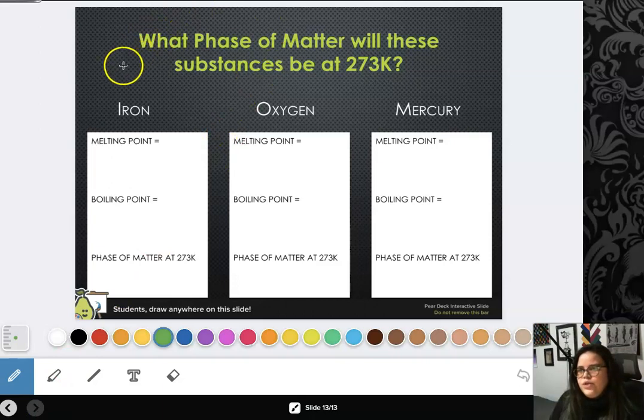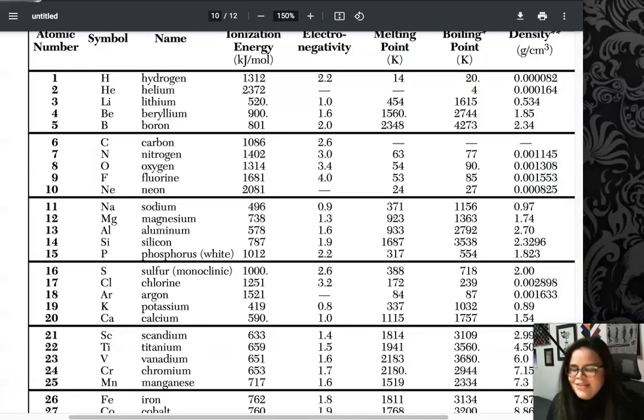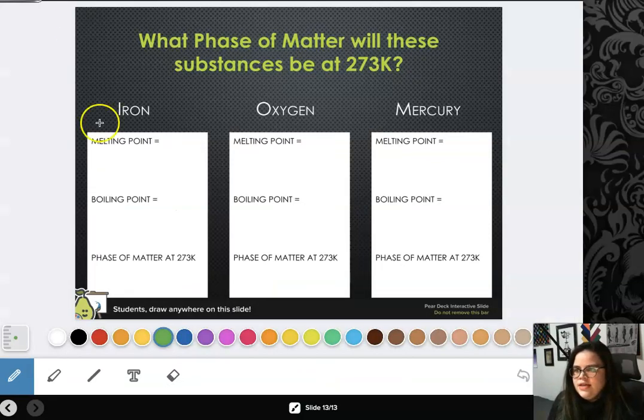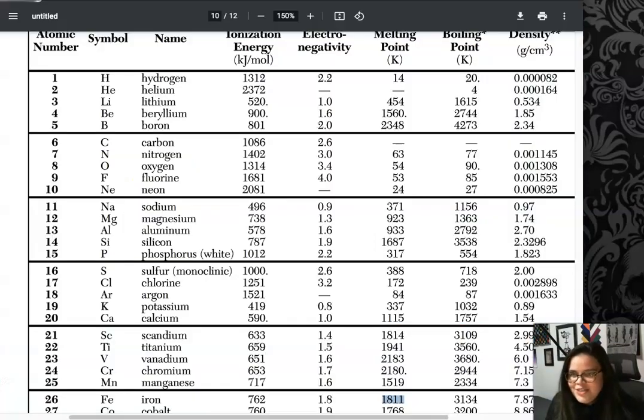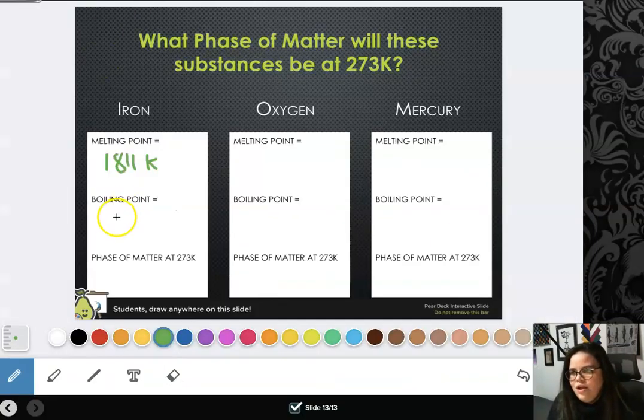And we're going to look up the melting point of iron, which if we look on table S of our periodic table, let me go ahead and open that. All right, so I have my table S open, and I'm going to look for iron, which is number 26. And if I look, the melting point is 1,811. So I'm going to write 1811 Kelvin. And you should be able to answer the question from that point, but just in case, the boiling point is 3,134.